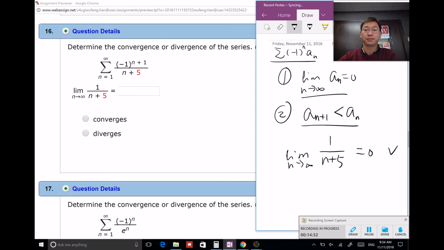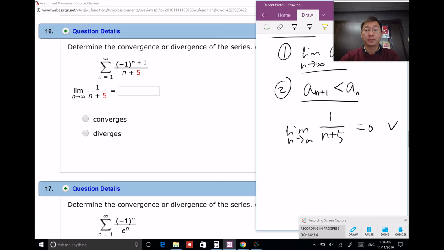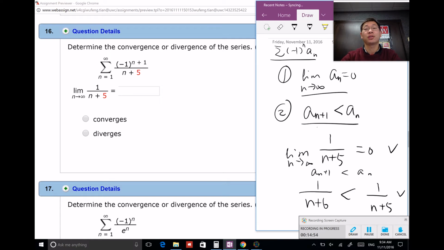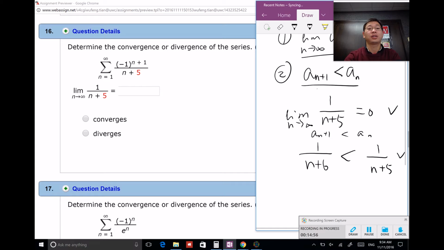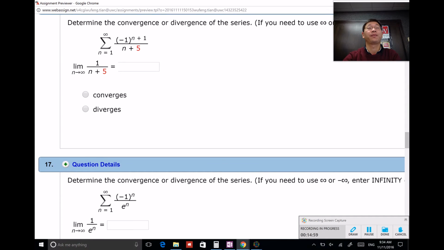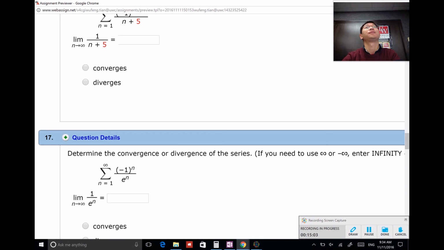First check. Second one, an plus 1 is going to be 1 over n plus 6. An is 1 over n plus 5. Since the denominator is bigger, the whole thing is smaller. So the second one will also check. An plus 1 is less than an. That's true. Since the two conditions are met, this series converges. Does that help, Luke? Yep, it does.